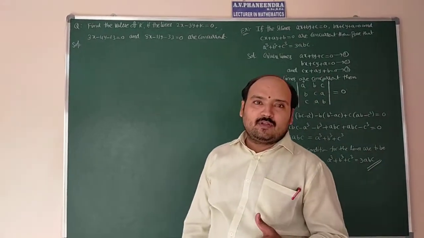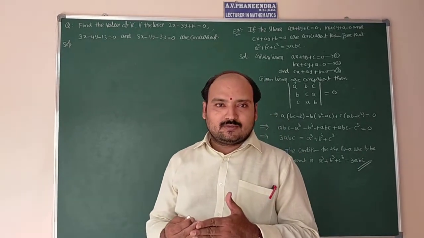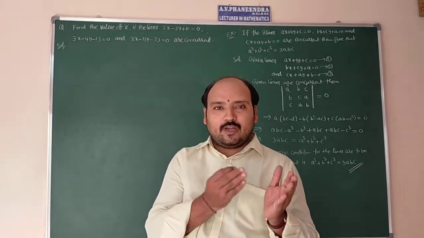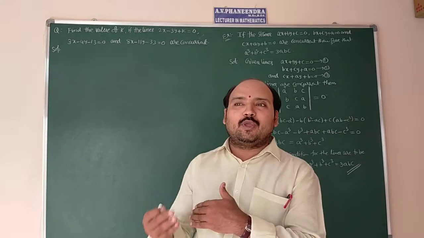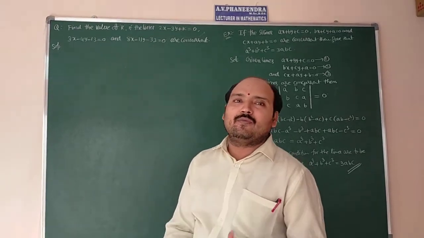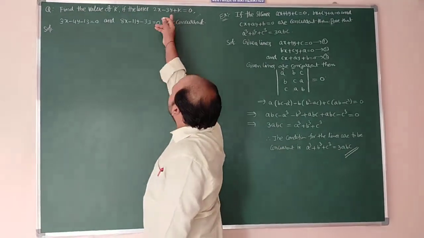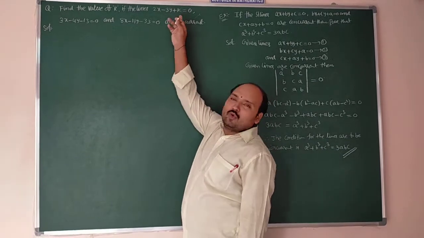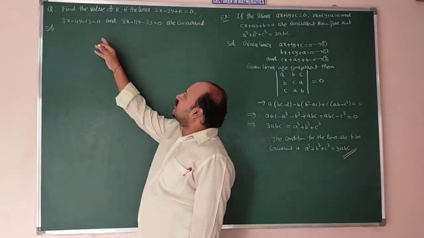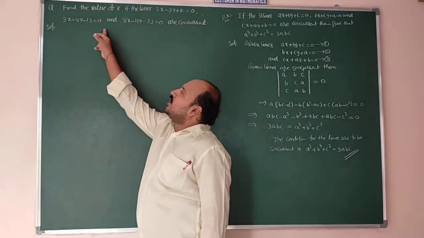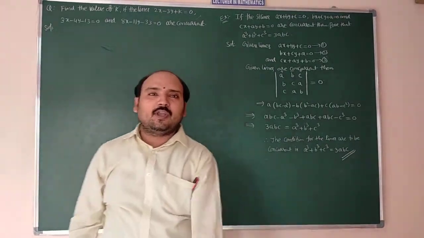What is the general method? Solve any two lines, get x comma y, and substitute in the third equation. Then you can get the unknown value. Here, in the first equation, k is the unknown value. So that is the reason you first have to solve these two equations by using the cross multiplication method.